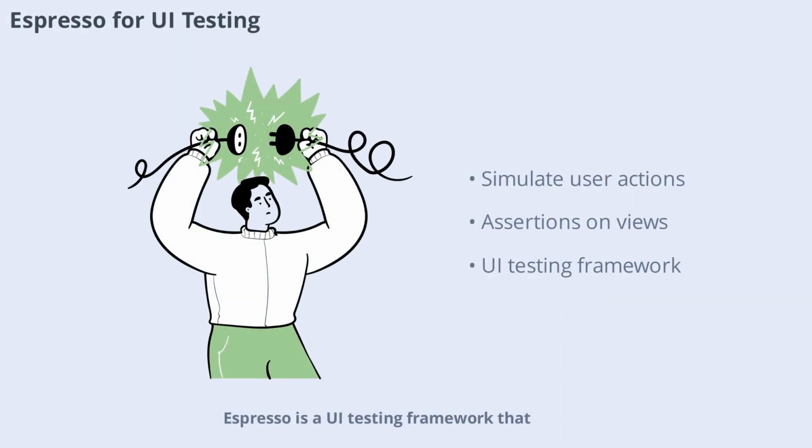Espresso is a UI testing framework that simulates user actions and assertions on views. It helps ensure your app's UI behaves as expected, catching issues before release. Mastering Espresso is essential for delivering high-quality Android apps.